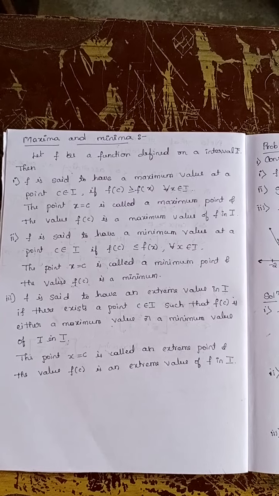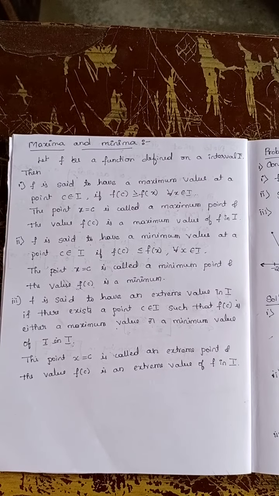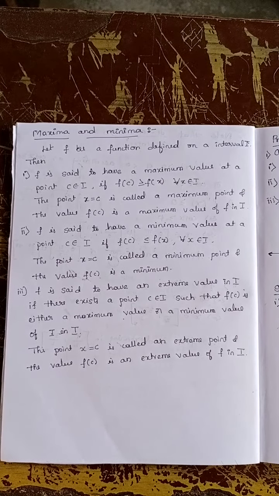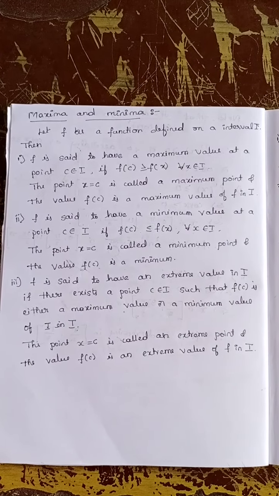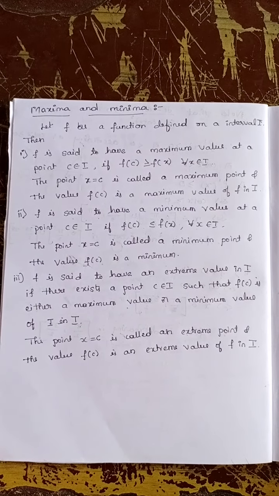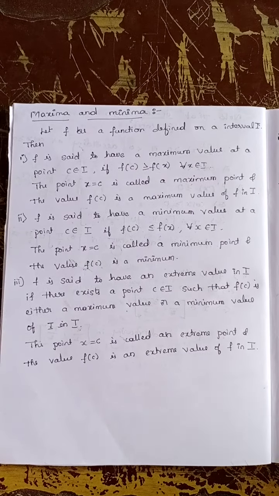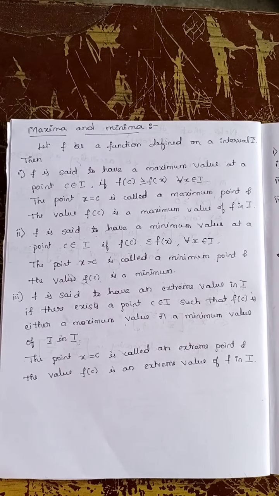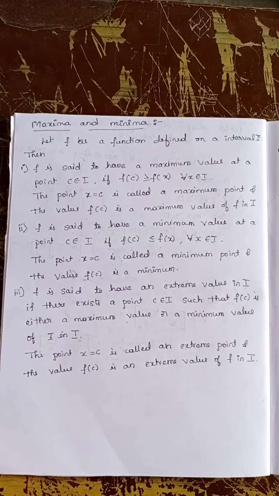Second one, f is said to have a minimum value. Minimum means smaller value at a point c belongs to I. If f of c is less than or equal to f of x for all x belongs to I, the point x is equal to c is called the minimum point, and the value f of c is called the minimum value of f in I.